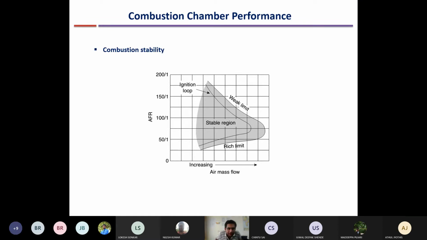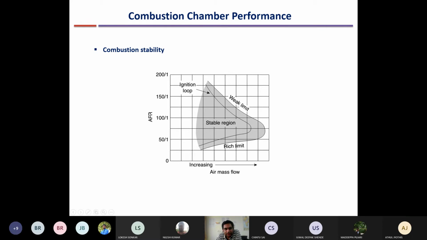Stability means that combustion should be stable. If it blows out, or it cannot be ignited at all, it means that combustion is not stable. There should be constant burning of the fuel and air. It should not blow out, and it should not be impossible to ignite. So this depends on two factors. One is the air fuel ratio, as you can already understand from our previous discussion. Second is the mass flow rate.